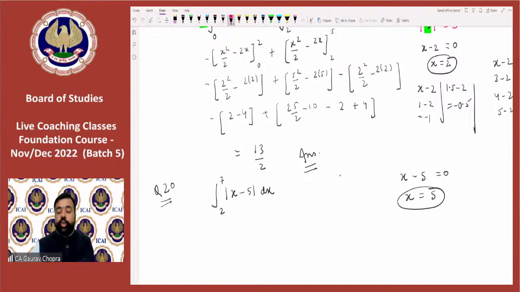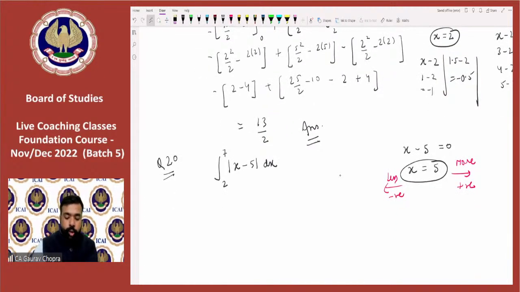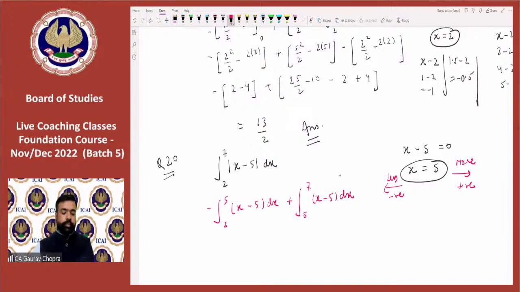So if we put any value less than 5, it will be negative. Then if we put value more than 5, then it is positive. Less than 5 negative, more than 5 positive. So we can try here. From 2 to 5, it will be negative x minus 5. And then from 5 to 7, it will be positive. Now we can solve and apply the limit, get the result.